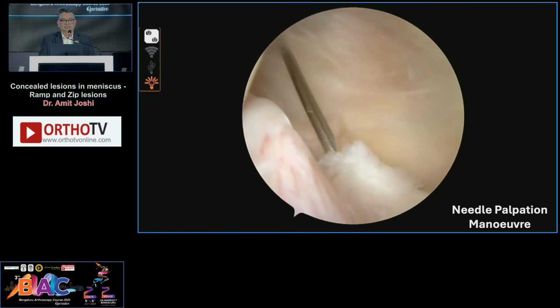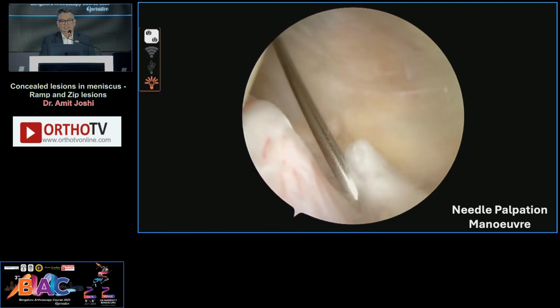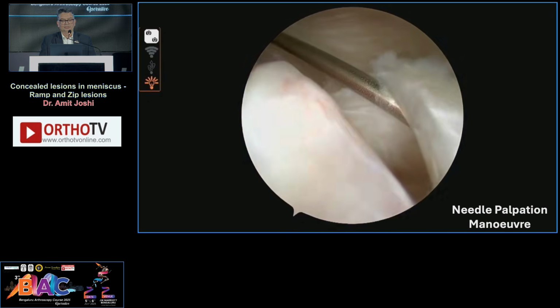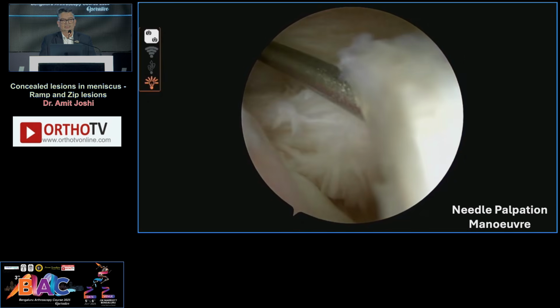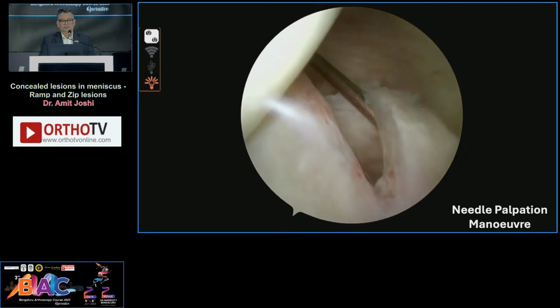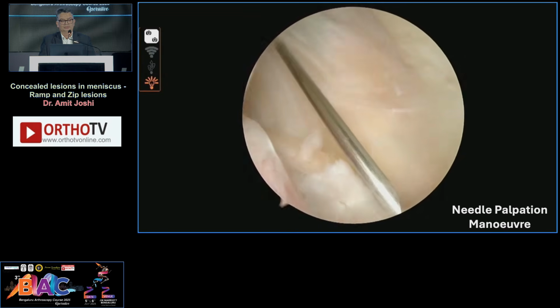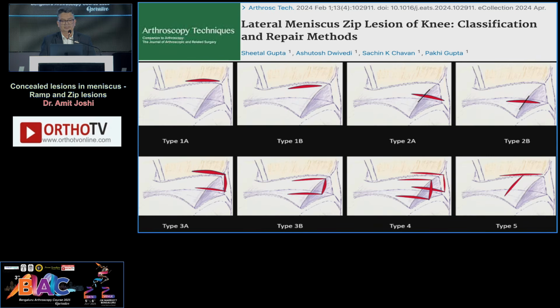This is what was described by Sonnery-Cottet, using a probe in the posteromedial compartment for palpation. You can also use a needle. The posterior ramp lesion which was not visible initially will be very well revealed.